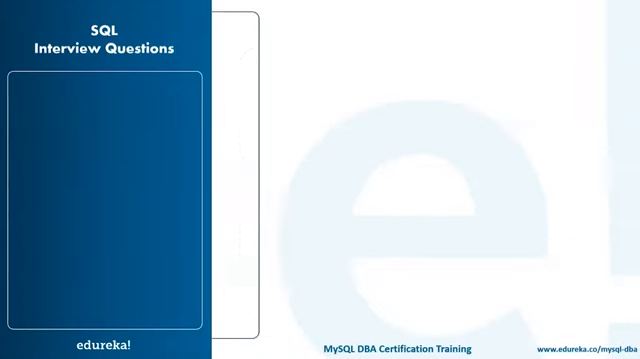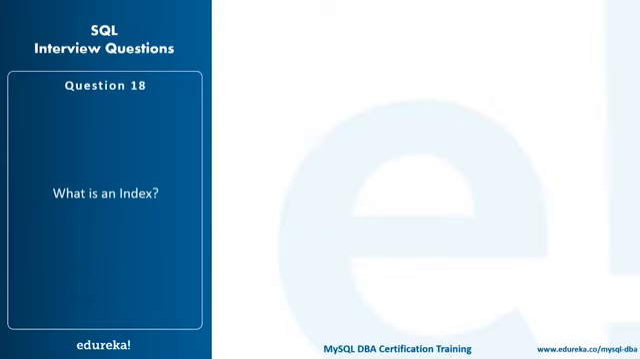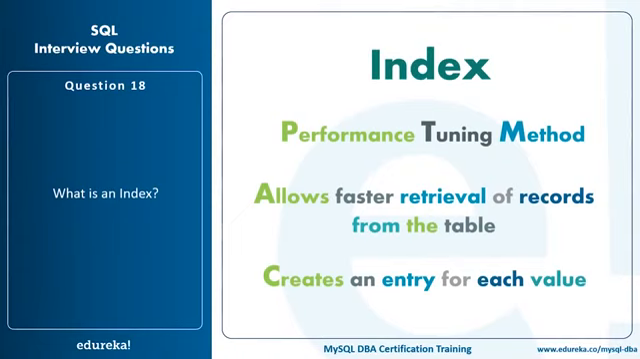Now moving forward to our next question, that is, what is an index? In the previous questions, I talked about the non-clustered and the clustered indexes, right? But what exactly is an index? Index basically refers to a performance tuning method of allowing faster retrieval of records from the table. As I mentioned before in the clustered and non-clustered indexes question, both of the indexes are basically used for easy retrieval of data. So that's what an index does. This is basically a performance tuning method to allow faster retrieval of data from the table.